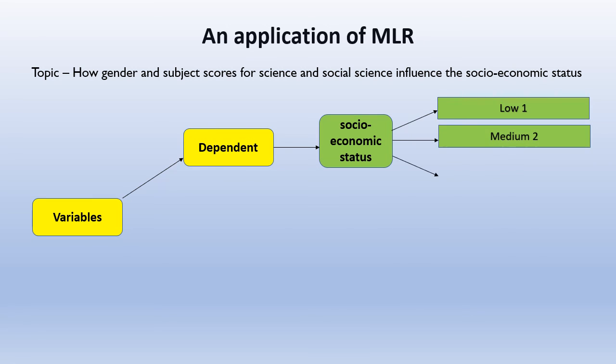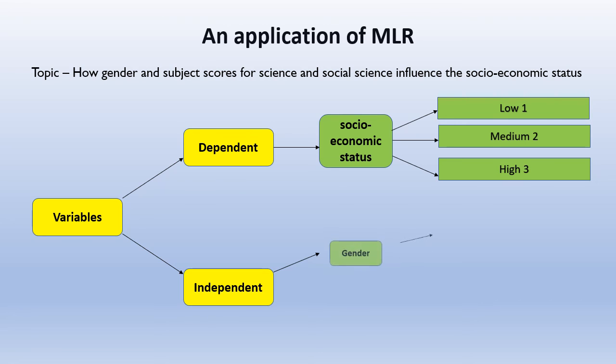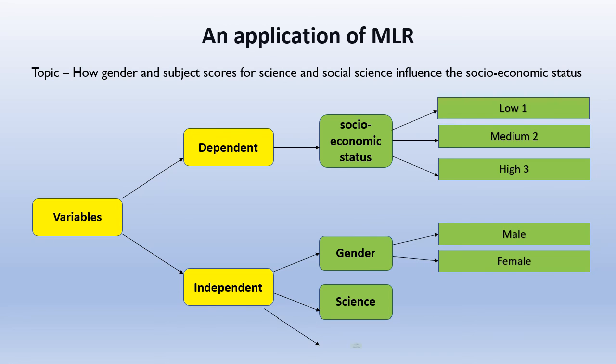The dependent variable is socioeconomic status, and it has three classes, namely low, medium, and high, which have a natural order. The independent variables are gender, which is a categorical variable, and science and social science, which are continuous variables. Let's move on to the results part of the example.